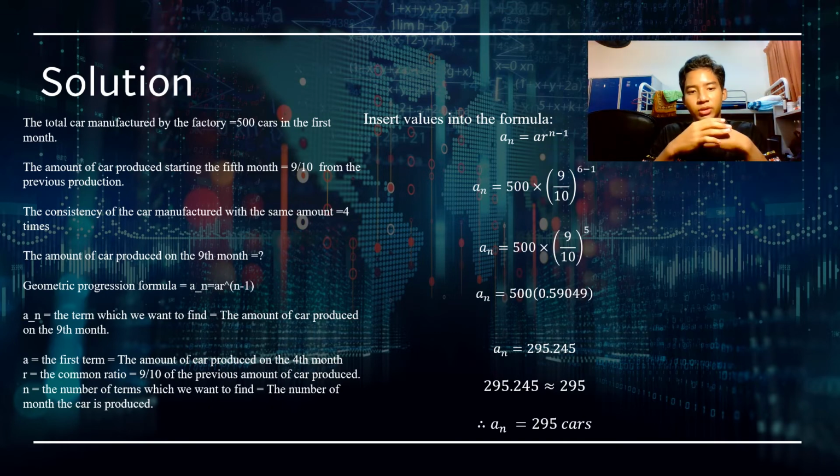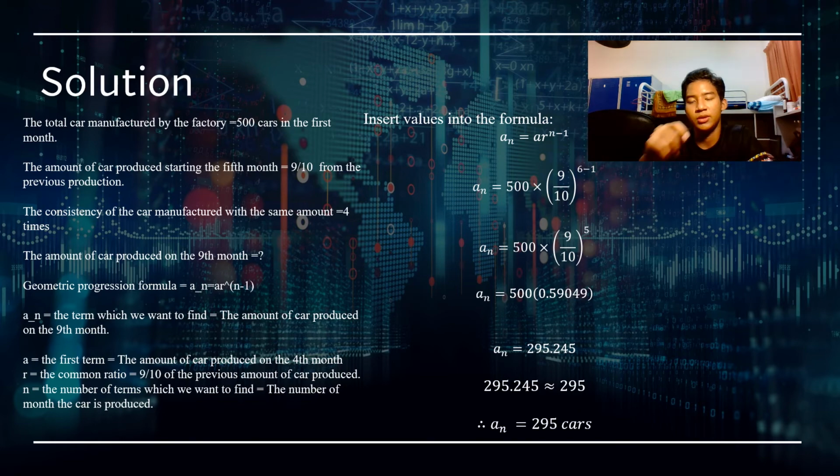So that's the value that we try to find here. As given, we use the geometric progression formula, which is a_n equals a r to the power of n minus 1. a_n is the term which we want to find, the amount of cars produced in the 9th month. a is the first term, the amount of cars produced in the 4th month, which is the first value we're going to put. r is the common ratio. The common ratio that we use here is 9 out of 10 of the previous amount of cars produced. And n is the number of months the cars are produced.